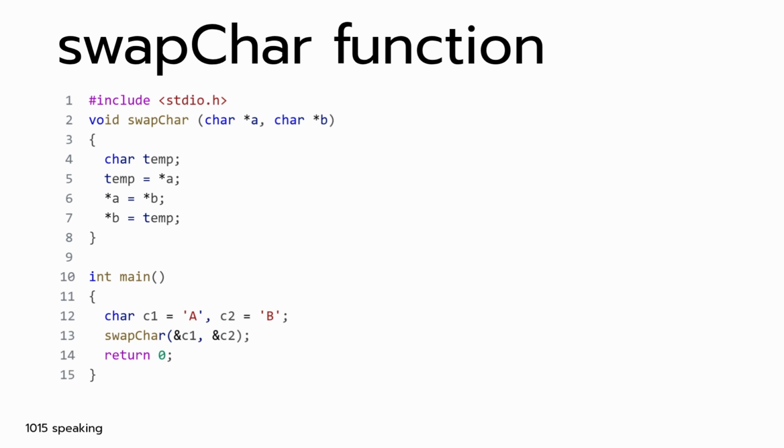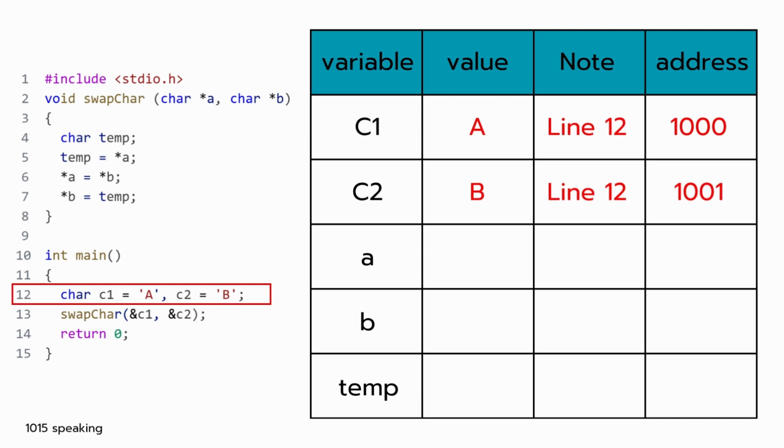In the main function, let's start from line 12. We declare two variables, char c1 equals 'A' and char c2 equals 'B'. So now, c1 stores the character A and c2 stores B. Each one has its own memory location. For example, c1 might be at address 1000 and c2 at address 1001. You can see in the table c1 equals A and c2 equals B, both created at line 12.